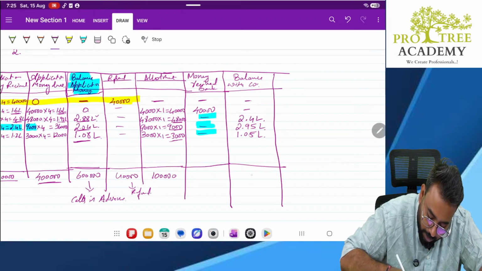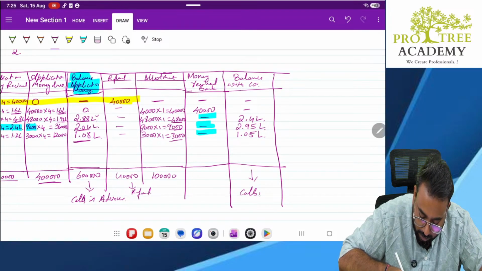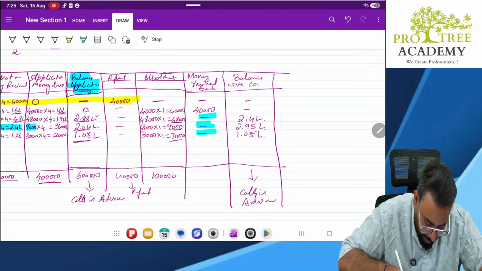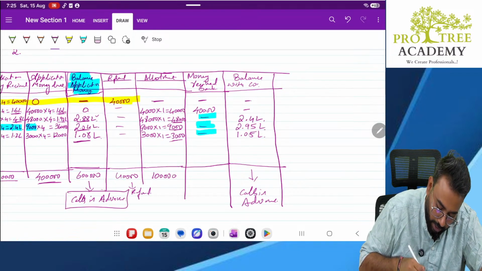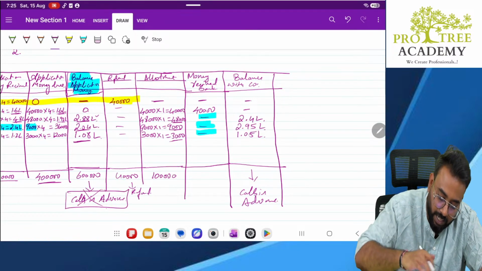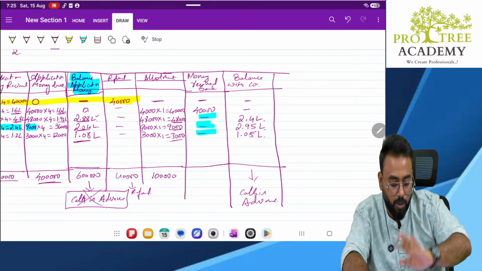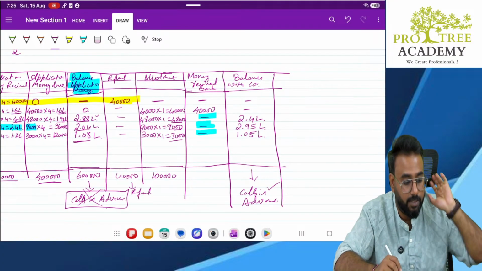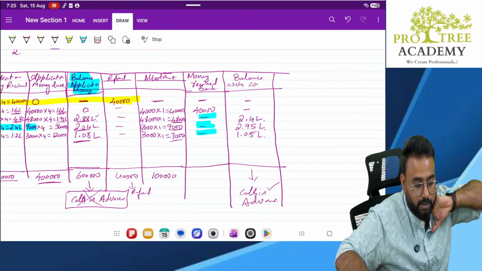This is again nothing but our calls in advance. See, here we usually don't transfer it to calls in advance because we first adjust it against allotment, then we will transfer it to calls in advance. Here we definitely transfer it to calls in advance. Clear?